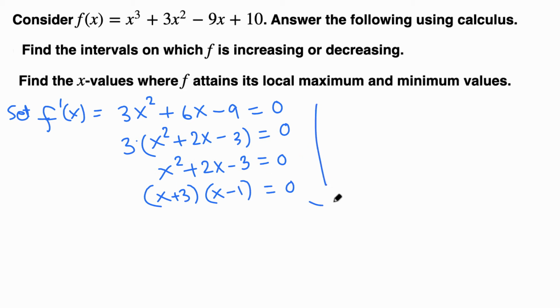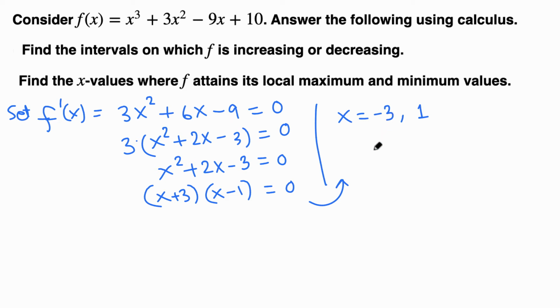So either x plus 3 is 0, which means x is negative 3, or x minus 1 is 0, so adding 1 to both sides we get x equals 1. So we got two critical numbers. This is a polynomial and the derivative is also a polynomial, so these are the only critical numbers. The derivative is defined everywhere.